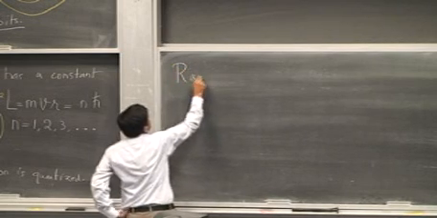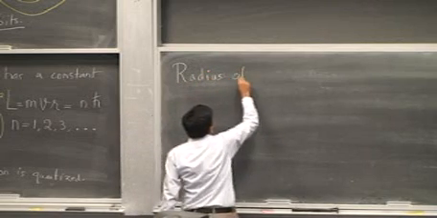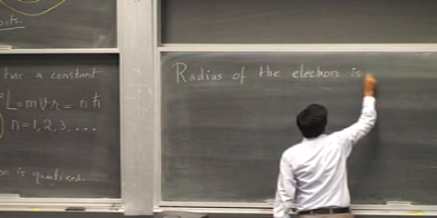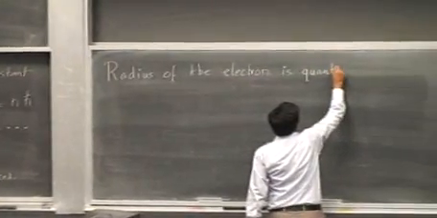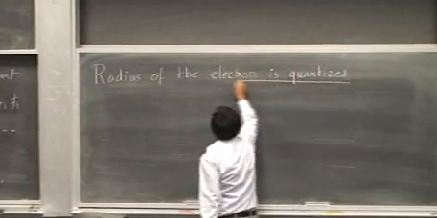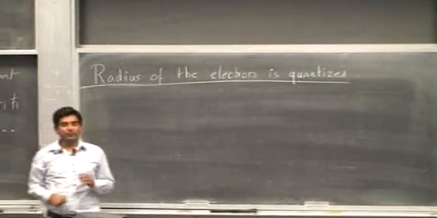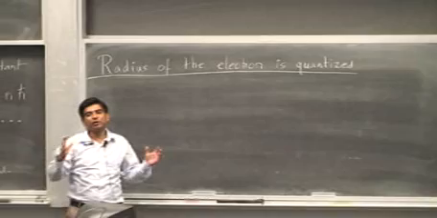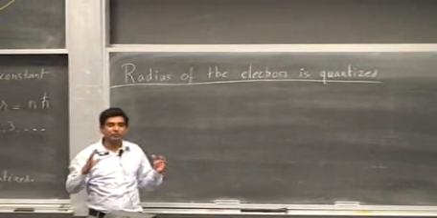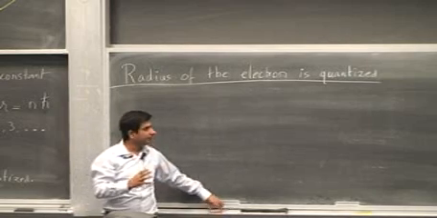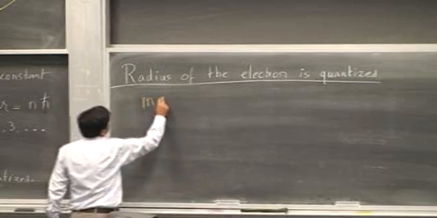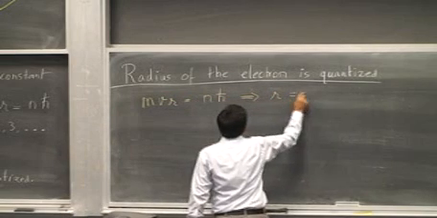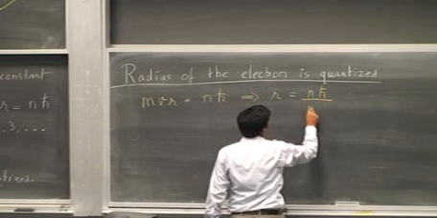First of all, we would like to see one major implication, that the radius of the electron orbit is quantized. Which means that only precise values of the orbits are possible. The orbit cannot have an arbitrary radius. It can only have precise values of the radius. So we know from Bohr's model that the angular momentum is quantized. mvr is n h bar, which means that the radius is n h bar over mv.